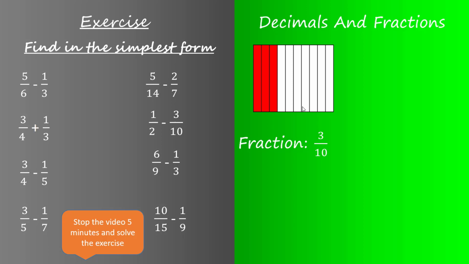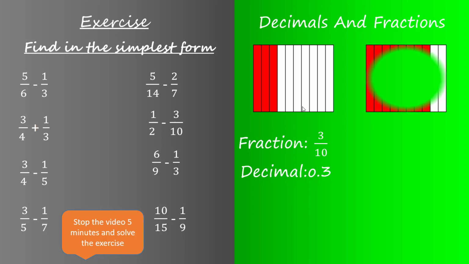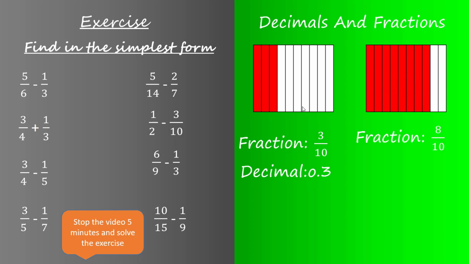So we can write it in another form. It's called the decimal form. We studied before, by the way, that we can write the decimal form as 0.3. So if we have a fraction with a denominator 10, we get a decimal form with 1 decimal place, just 0.3. Another example, we can write the fraction as 8 over 10, so the decimal form will be 0.8.